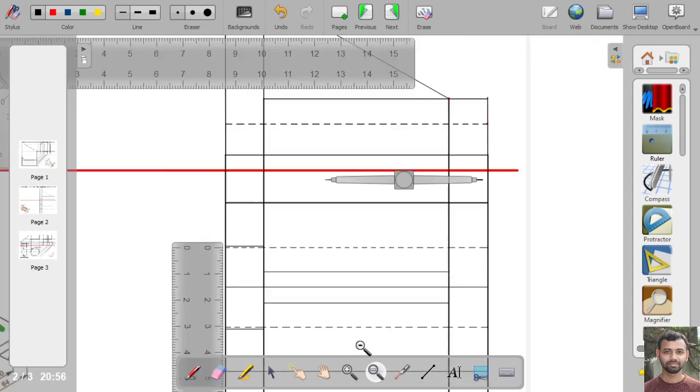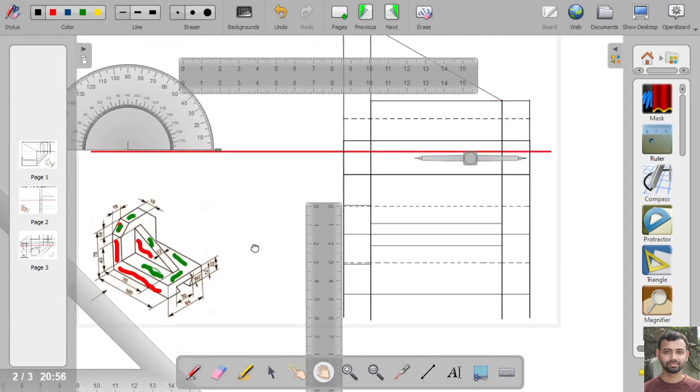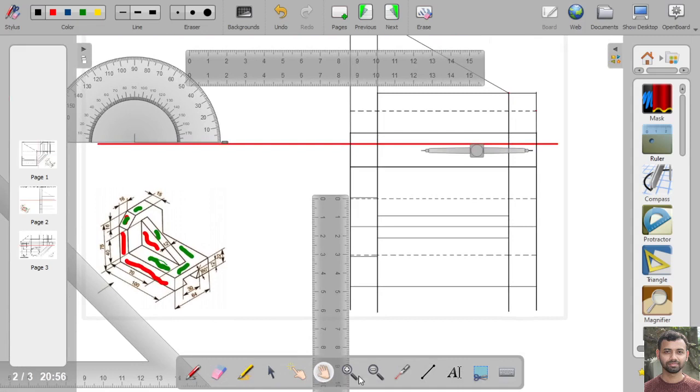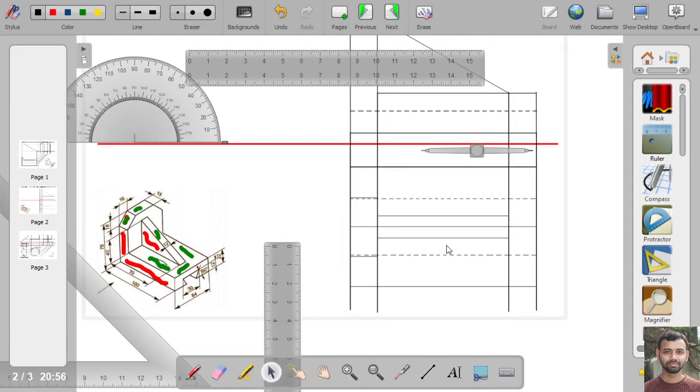Okay, now, completed. Although this is not the complete top view, it is 90% completed. Only 10% is left. That is, we need to draw the hidden lines for this line, for this portion also. Okay, so we will do it later.